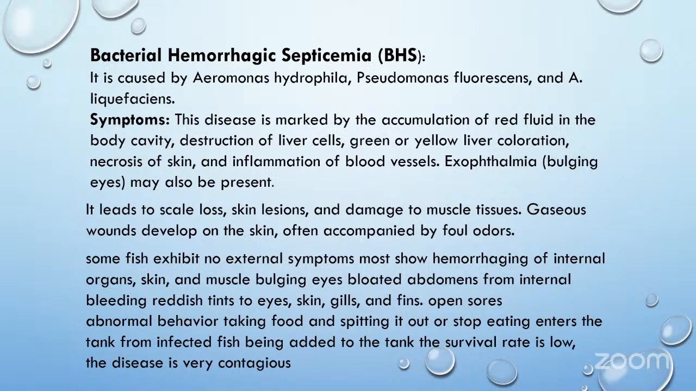Now, abnormal behavior. What is that abnormal behavior? Taking food and spitting it out. So they can't eat food. They take it, but they spit it out immediately. Or they stop eating. The disease enters the tank from infected fish being added to the tank. And the survival rate is low. And this disease is very contagious.